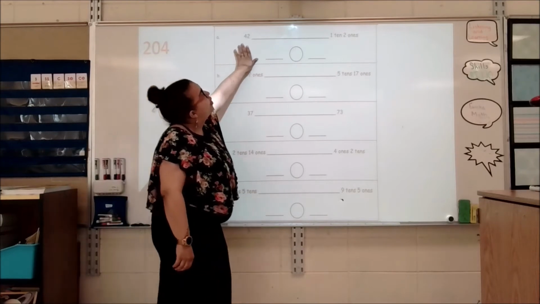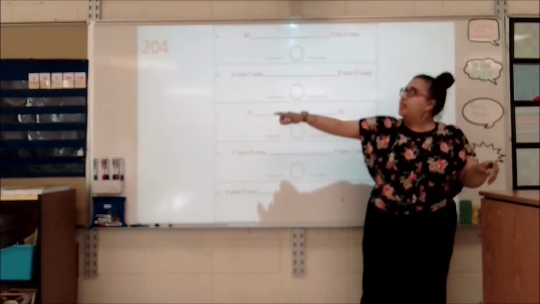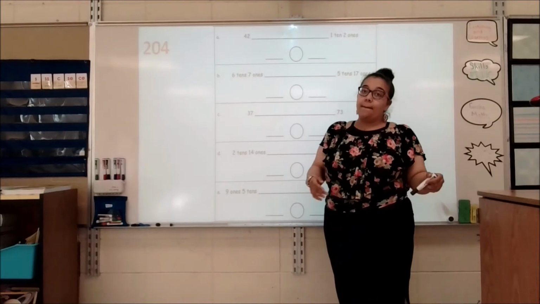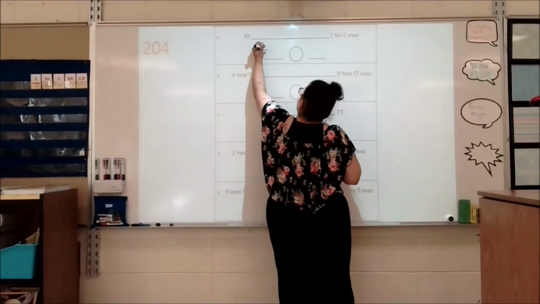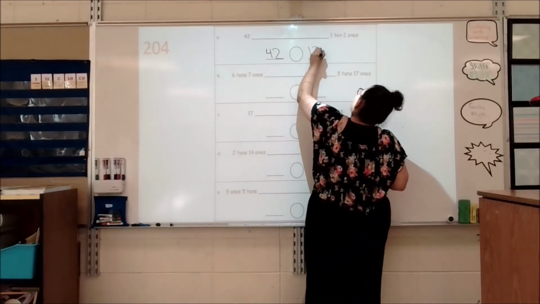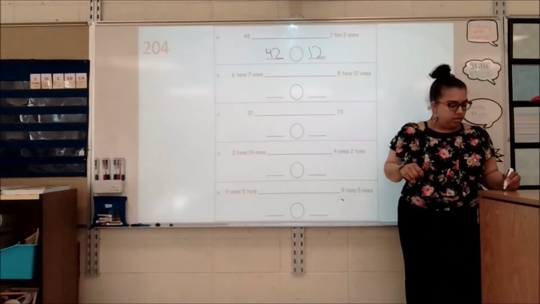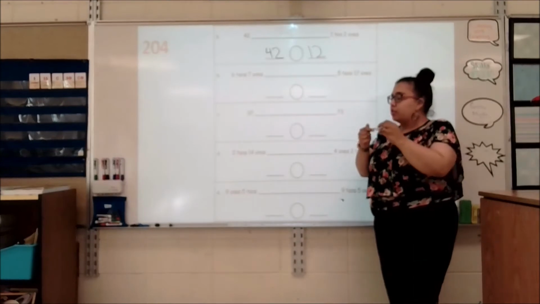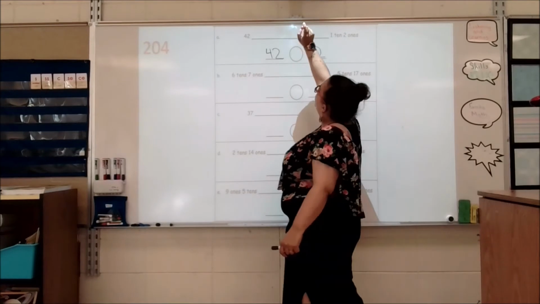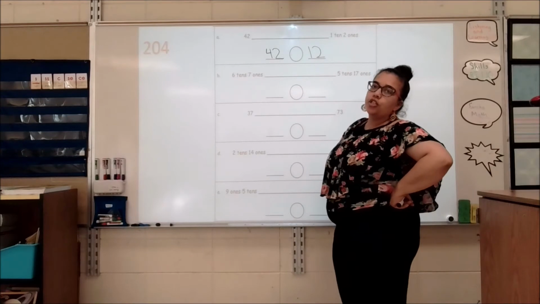Now, this one says 42 blank 1 ten 2 ones. Let's fill in these blanks first with these values, and then we'll figure out how to complete the sentence. What is the value of 1 ten 2 ones? It's 12. So the question at this point is, what goes in the middle? 42 blank 12.